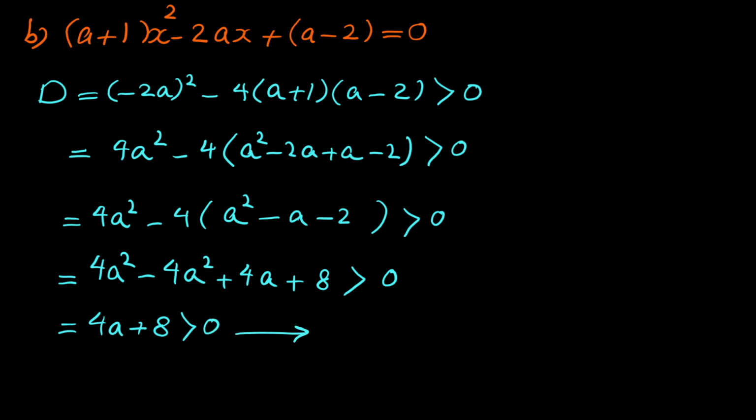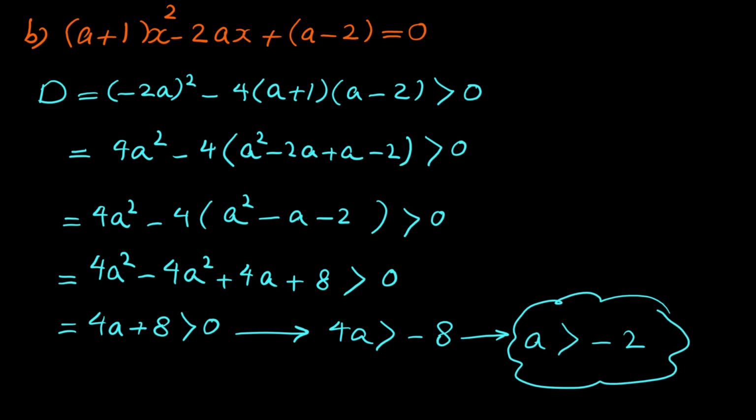For solving this inequality, simply we have 4a greater than negative 8. You know that if you move one term from one side of the equation or inequality to the other side, you have to change the sign of that term. So 8 goes to the other side, or in another way, we subtract 8 from both sides, we get to this. We divide both sides by 4, and because again 4 is positive, a is greater than negative 2. So for any value of a that is greater than negative 2, this equation has two real solutions.